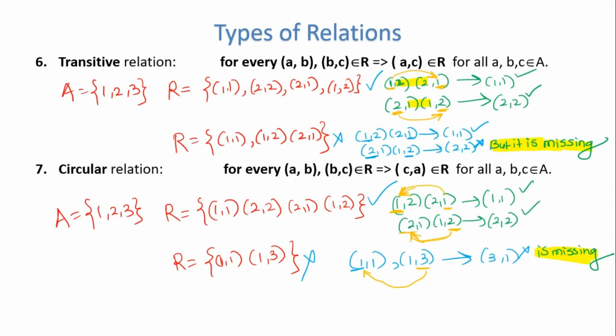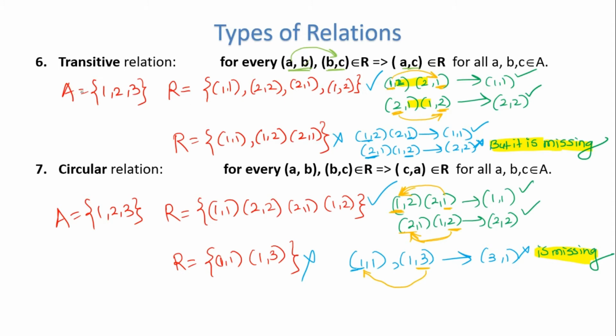Next type of relation is based on transition, that is transitive relation and circular relation. Both these types of relation are based on the transition concept. If in your relation you have two pairs (a,b) and (b,c), and both pairs exist, then the transition will be (a,c). It means for each and every element in your relation of type (a,b) and (b,c), you should have the transitional element, that is (a,c), present in your relation. Then only your relation is a transitive relation.